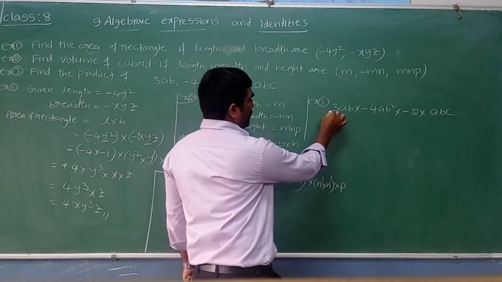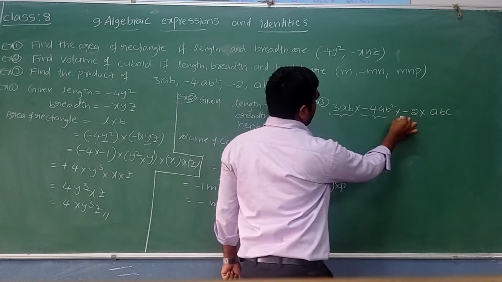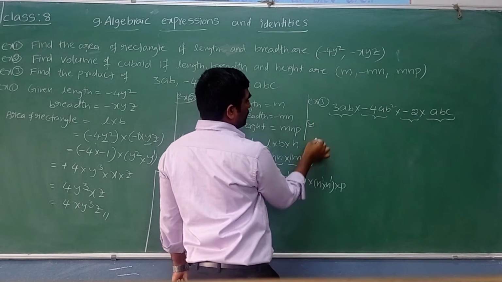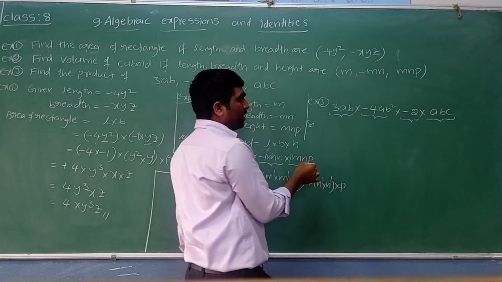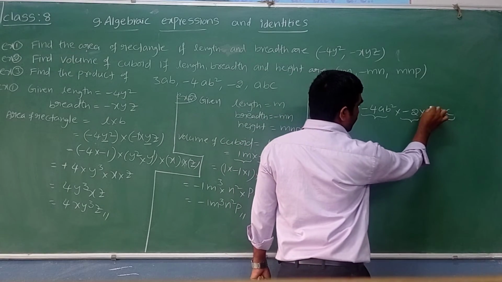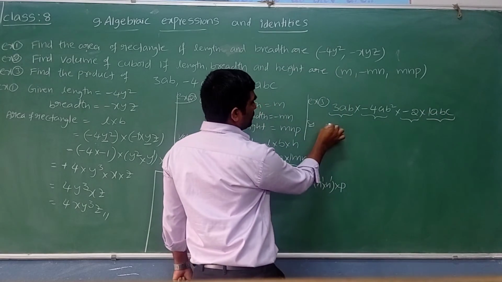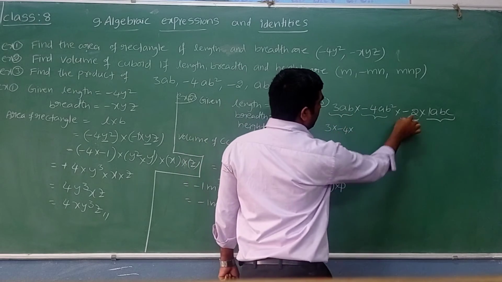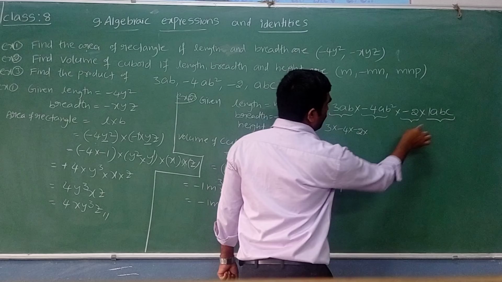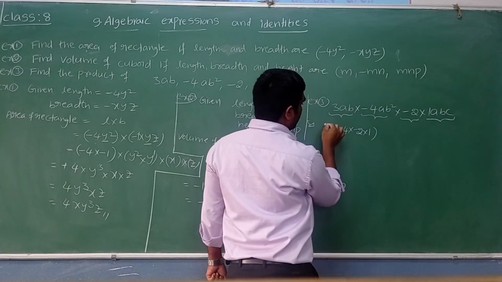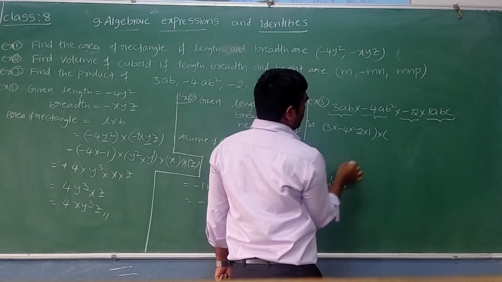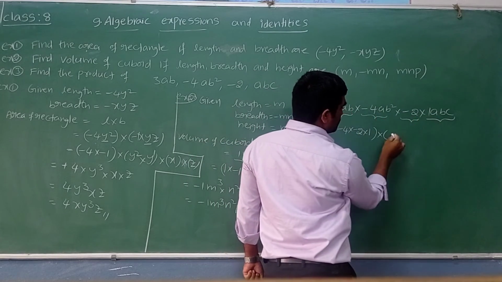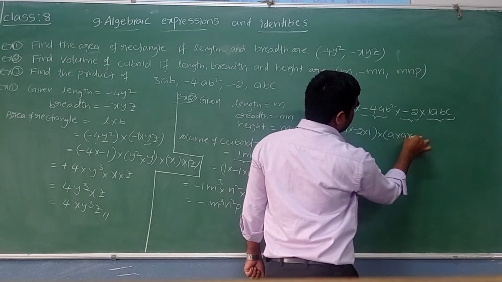So we are multiplying monomials: first monomial, second monomial, third monomial, fourth monomial. First we have to multiply the constant terms. Where there is no numerical coefficient, we take 1. 3 into minus 4 into minus 2 into 1. Multiply the constants. Then multiply same variables. A: here there is no a, here you can see a. So total a is there 3 times.